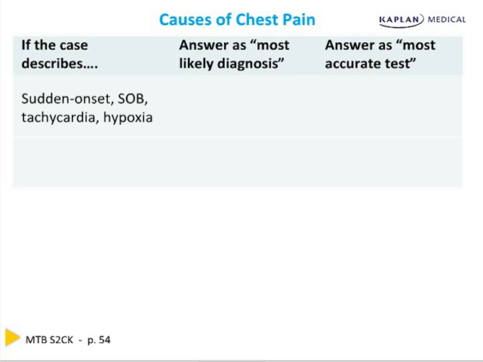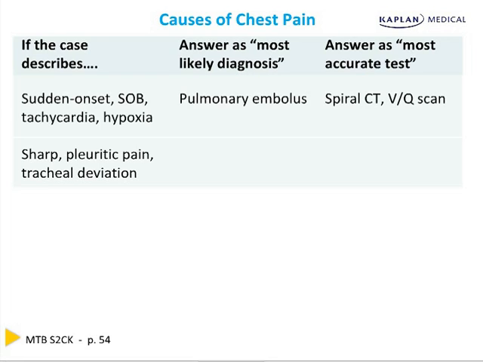Now, if the case describes the sudden onset of shortness of breath, tachycardia, and hypoxia of pulmonary embolus, and remember that the pulmonary embolus is much more likely to be pleuritic in nature, the spiral CT is the standard of care. VQ scan has now become much less frequently done. It would be done if there was an equivocal spiral CT. If there's sharp pleuritic pain, well, sharp pleuritic pain can be with pneumonia, pneumothorax, pericarditis, pleuritis, but tracheal deviation is a pneumothorax, and you see it on a chest x-ray.